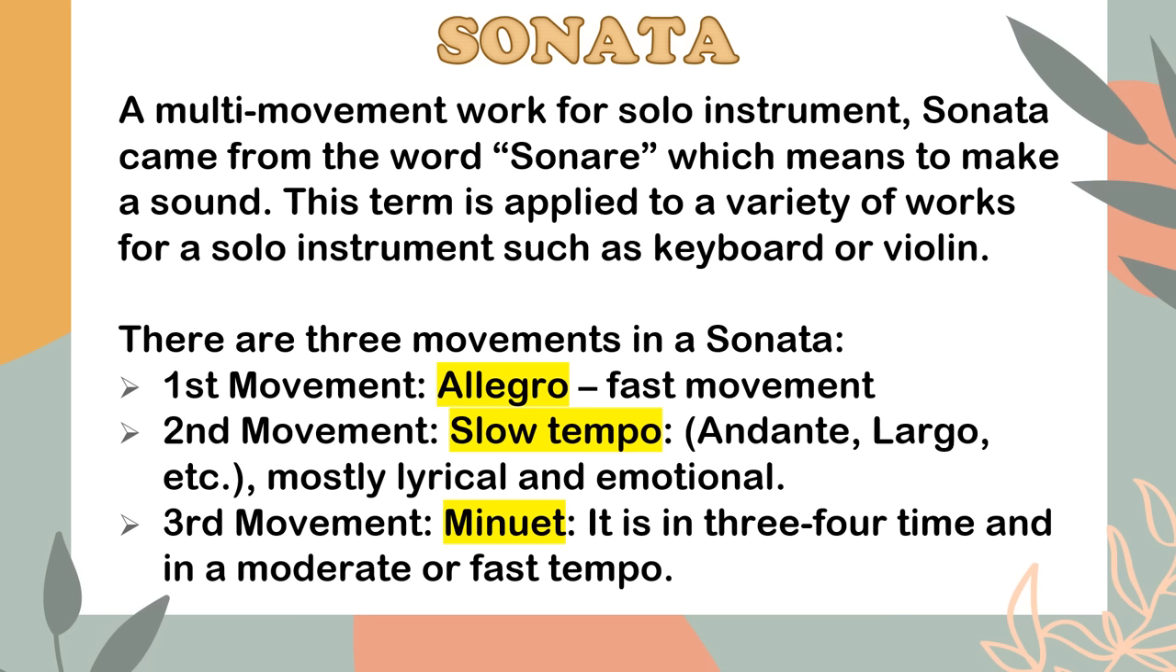There are three movements in a sonata. First movement is allegro, which is a fast movement. Second movement has a slow tempo, like andante, largo, etc. This is mostly lyrical and emotional. And the third movement is called minuet. It is in 3/4 time and in a moderate or fast tempo.